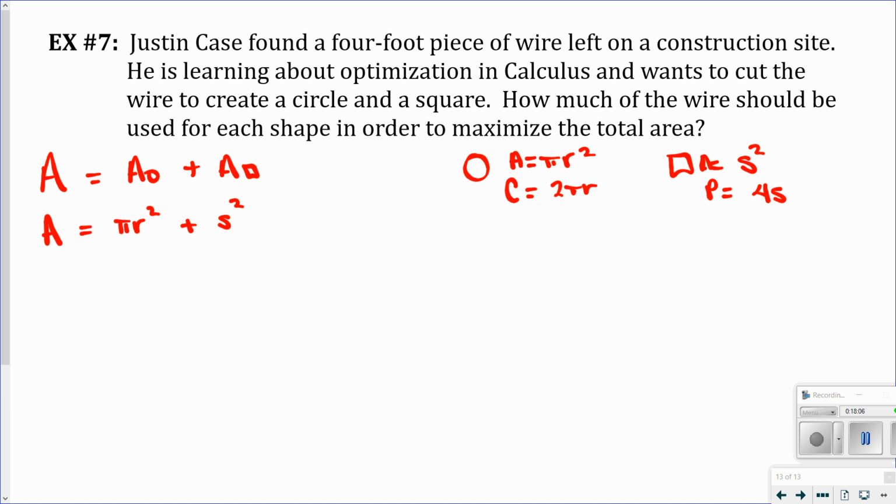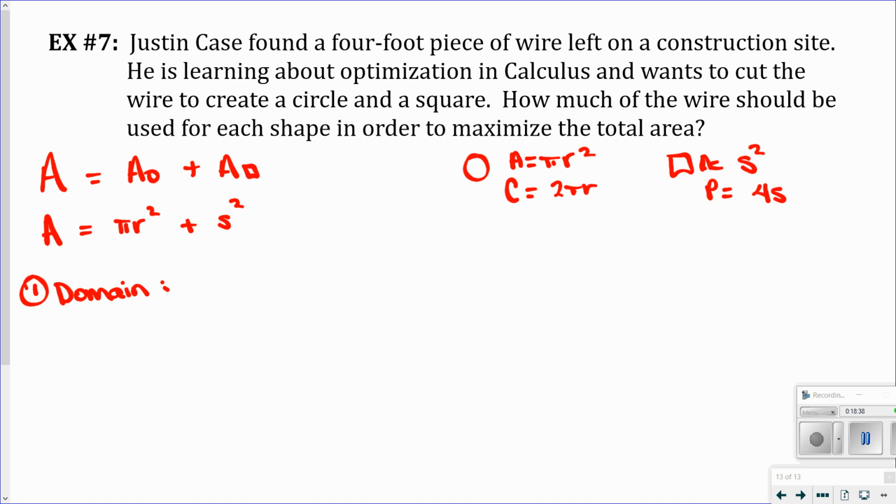Which is kind of not great because, again, that contains 2 different variables within the equation. So we're going to have to do some rewriting of variables in order to get this all in terms of either radius or side. So let's talk about what we know here. Let's talk about our domain here.